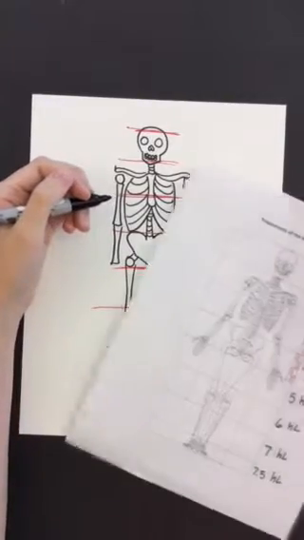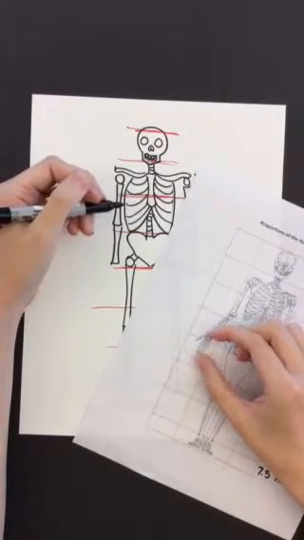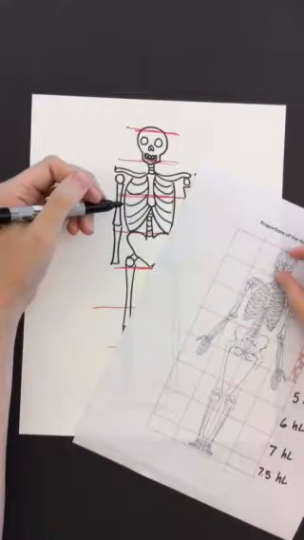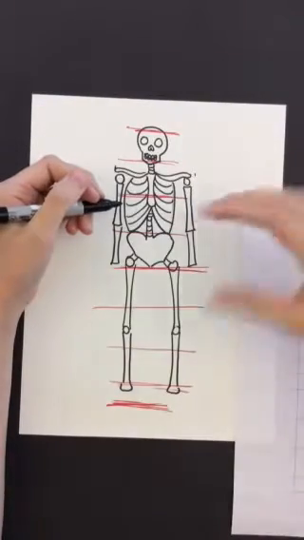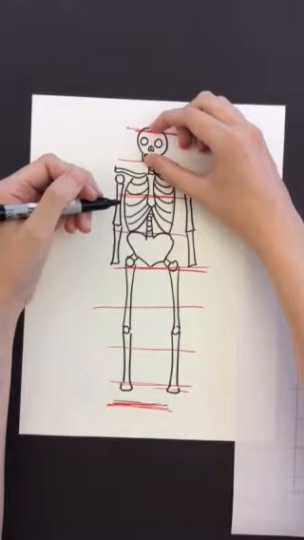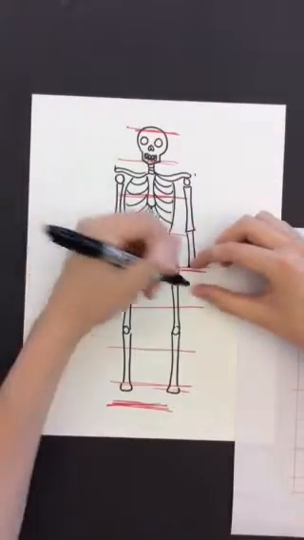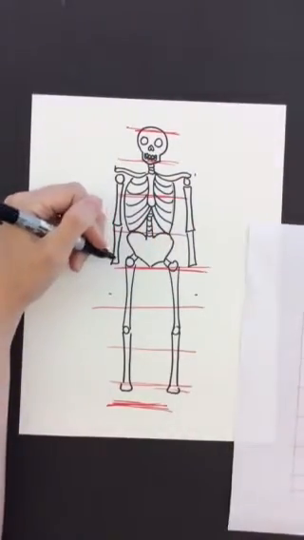Typically, a lot of times students tend to draw the hands too small. Your hand should be almost the size of your face when you're an adult. So if we measure the size of the skeleton's head, we come down to here and mark it. Believe it or not, that's how big the hand should be.